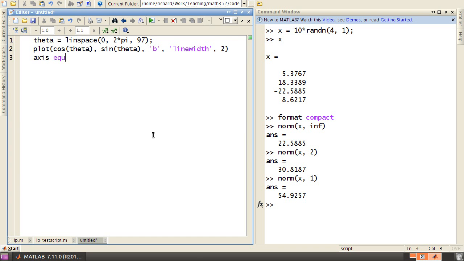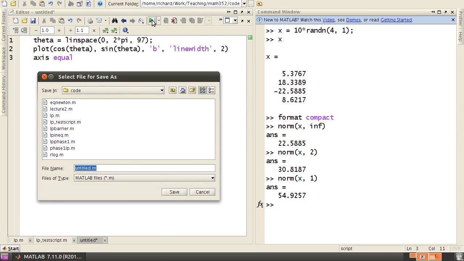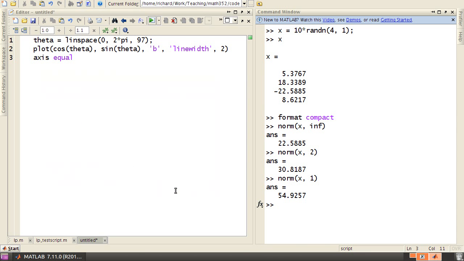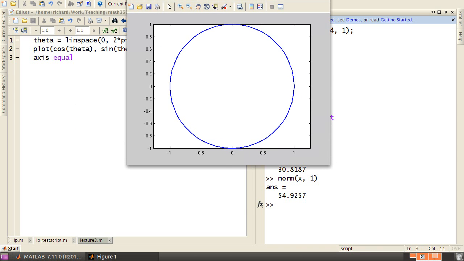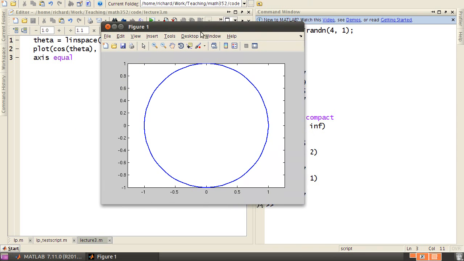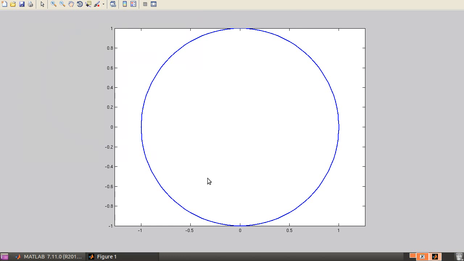Okay, and finally we'll scale the axis, and then I'm just going to click my run button to run that. I'll save it as lecture 3. And lo and behold, we have a circle of unit vectors. Okay, so these are all the vectors of length 1 in the Euclidean norm. So any vector here has a distance 1 from the origin.